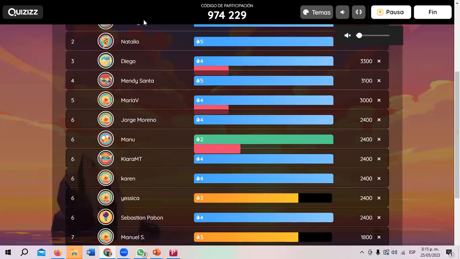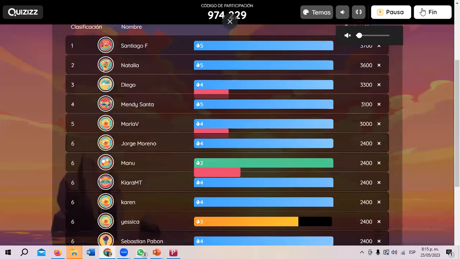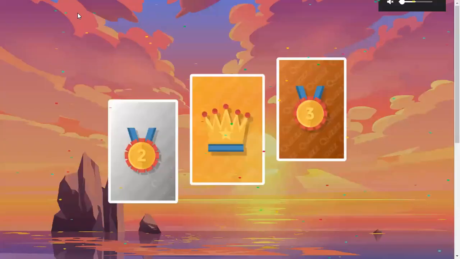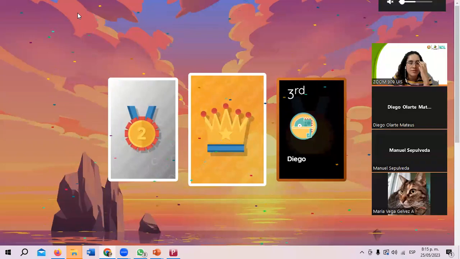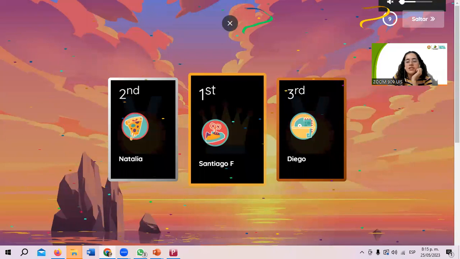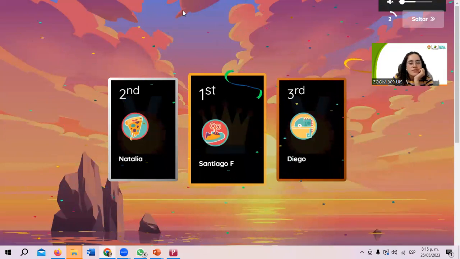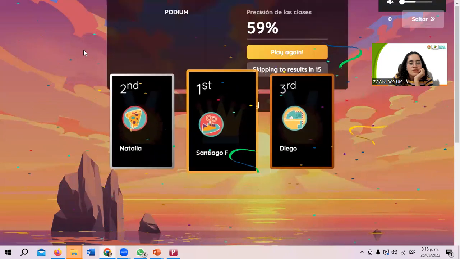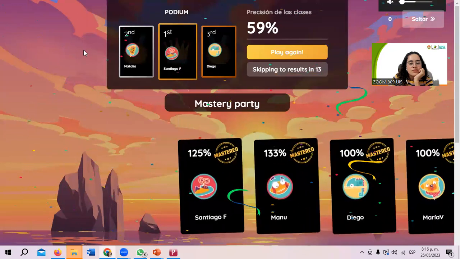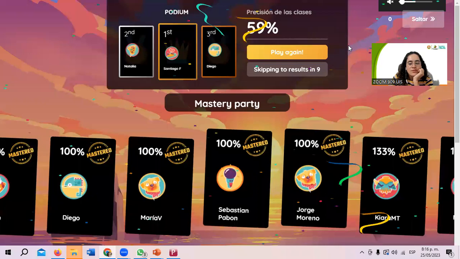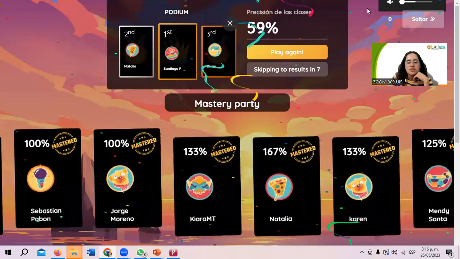All right, let's finish the activity and check the answers. All right, Diego, Natalia, and Santiago, very good. All right, we had good results.